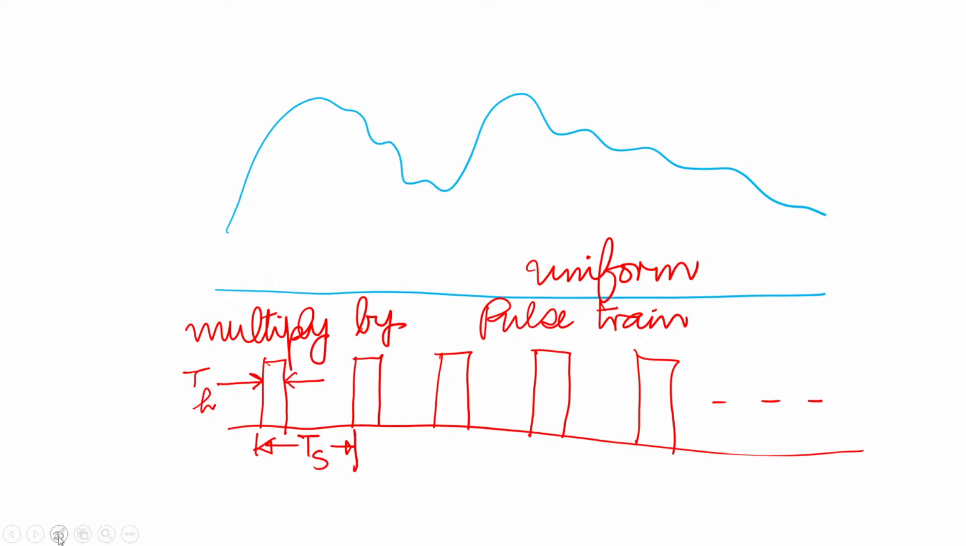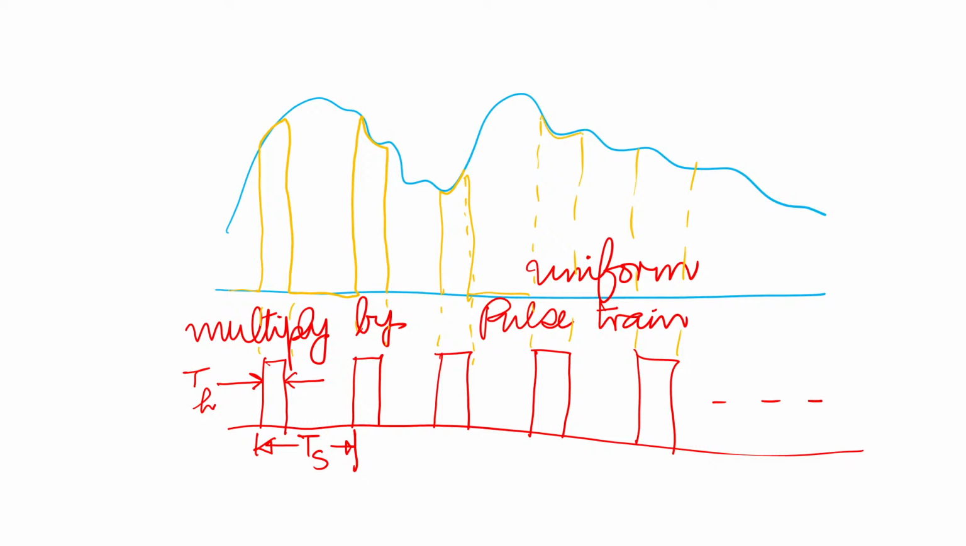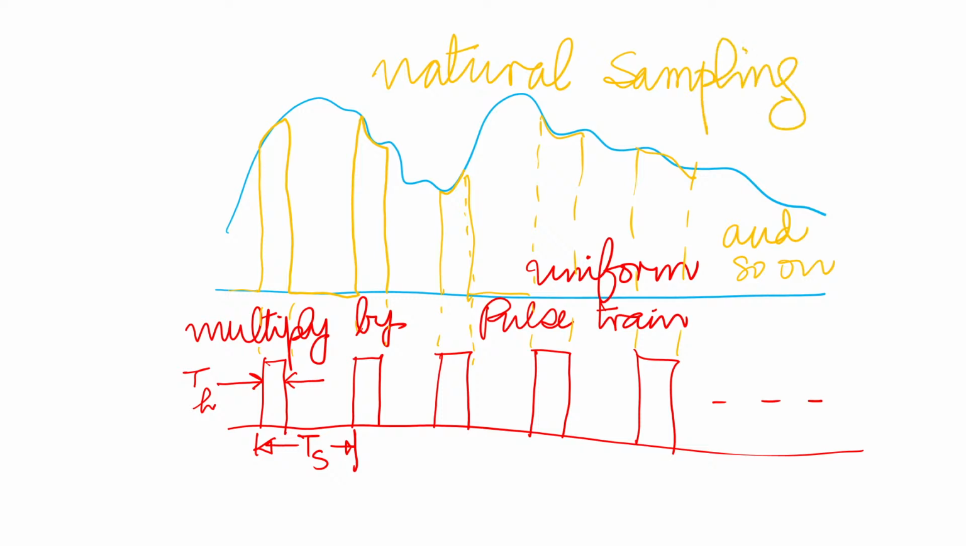Let me use a different color now. Maybe we'll use orange. So we have this go through, and then the signal falls to 0, and then this, the signal falls to 0 again. This, the signal falls to 0. Let's mark it like this. And so on. So this is what is called natural sampling. This is how typically sampling is done.